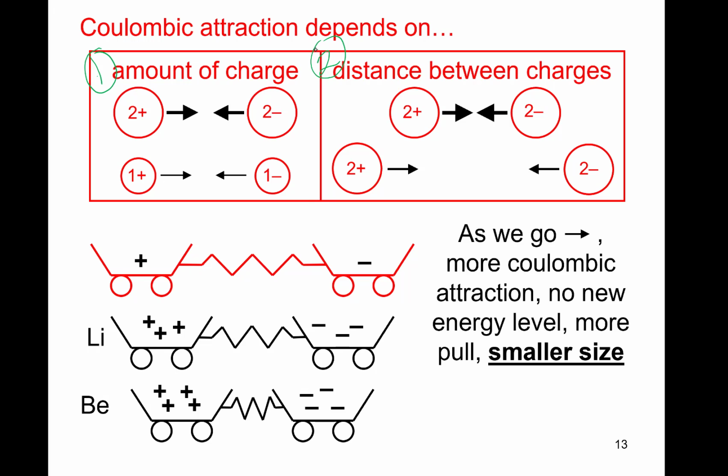So as you go across the periodic table, so this arrow here is telling you across the periodic table from the left to the right, there is going to be more Coulombic attraction. Because there is no new energy level, there's going to be more pull, making the atoms get smaller in size, which might not be what you would have expected, right? Because as you go across the table, you're thinking, oh, well, I'm adding a proton and an electron every group I move over. So why would it not be getting bigger? Instead, the atom is getting smaller.